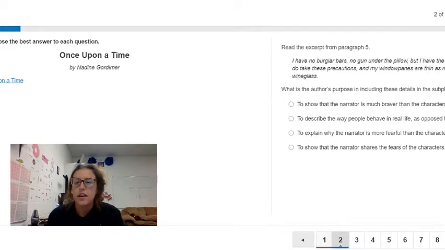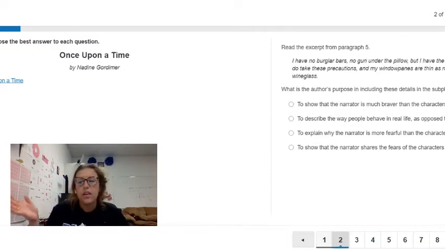A, to show that the narrator is much braver than the characters in her story. B, to describe the way people behave in real life as opposed to in stories. C, to explain why the narrator is more fearful than the characters in her story. And D, to show that the narrator shares the fears of the characters in her story.